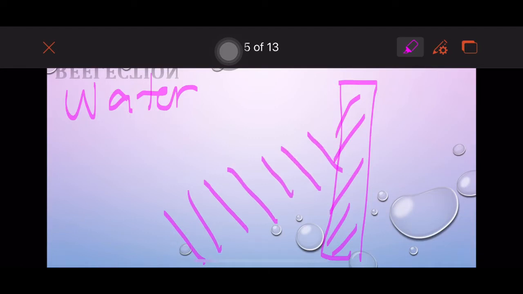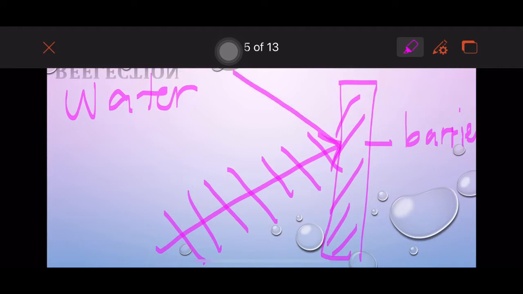So if wave fronts approach the barrier at this angle, that's a barrier, now it will follow the law of reflection. So it will be bounced back this way, and this is the incident wave front. This will be the reflected wave front. Now sound will also follow the same law as light and water wave. Okay, so let's move on.